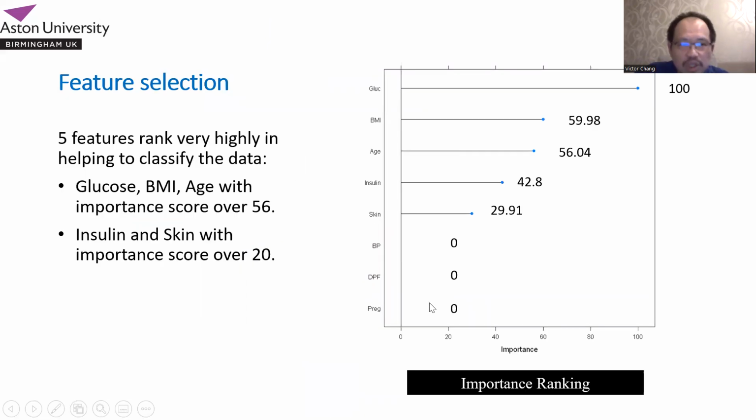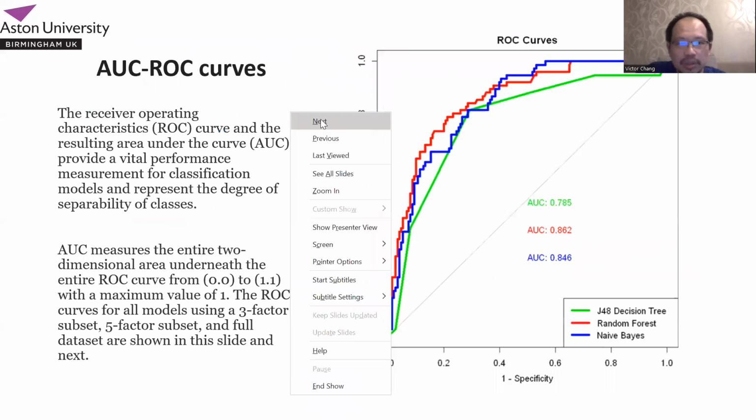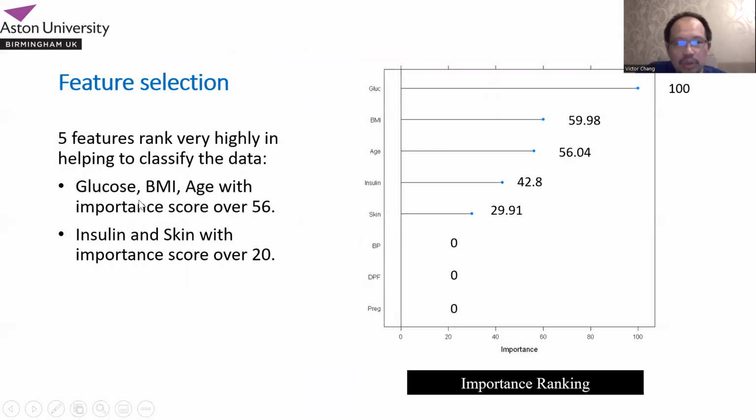Then for feature selection, if we go for the 5 features ranked according to the outcomes, we get glucose, BMI, and age with an importance score over 56, and insulin and skin thickness with an importance score over 20. The higher the score, the more closely related they are to the outcome, or there is some indication of correlation, and further analysis will be helpful.